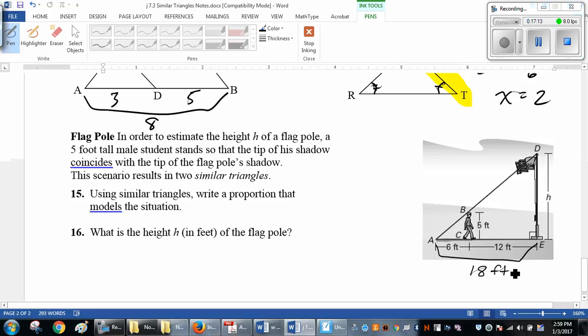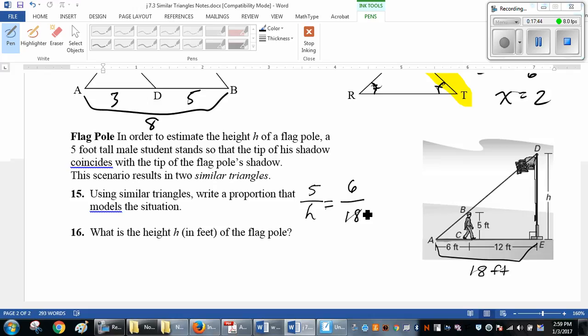That's really important. So now, when we write a proportion here, let's start with the heights. The guy is 5 feet tall, the flagpole is h feet tall. We don't know it. The guy's shadow is 6 feet, the flagpole shadow is 18 feet. Okay, there's our proportion. All right, really easy to set up. Make sure that you keep those straight. Make sure that you keep the corresponding parts lined up in our same ratios.